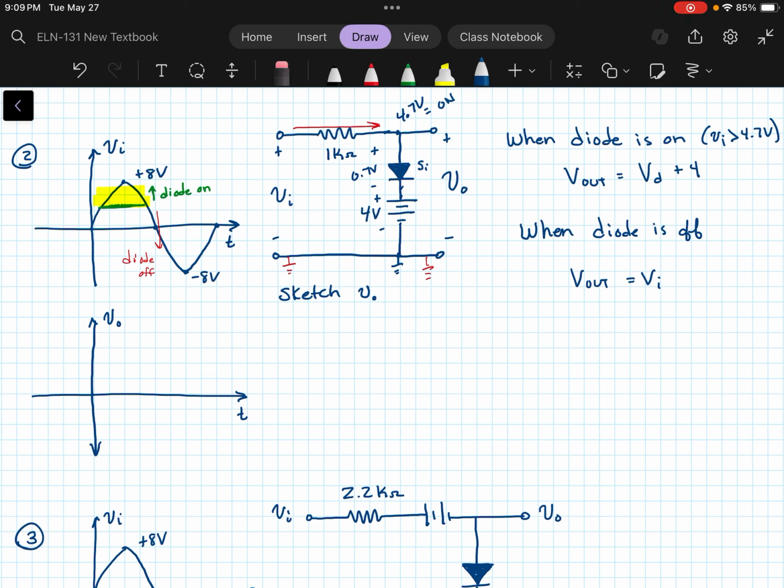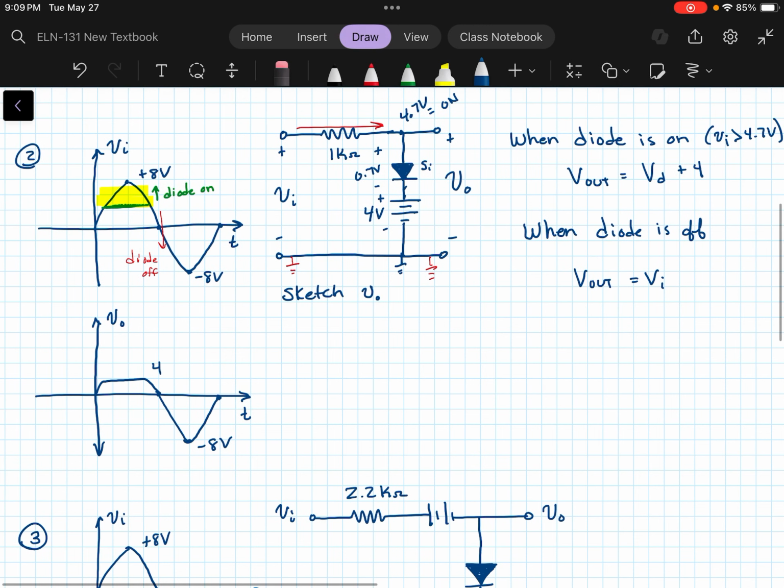Okay, so let me see if I can draw this here. It's going to clip right there, and then on the negative side, actually anything under 4.7 volts is just going to be the same waveform that we already had. So minus 8 volts, and up here this would be a positive 4.7 volts. And that would be your output.